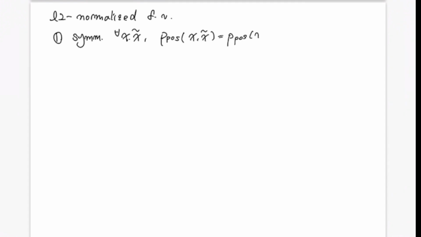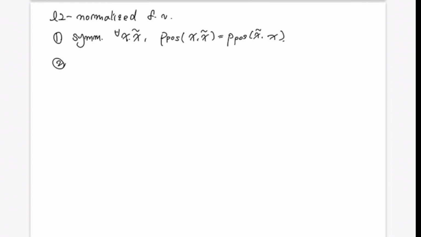Okay, we are almost there. And then let's do L2 normalized feature vector. First, we have two assumptions on the unit hypersphere. The first assumption is about symmetry. For all x and x tilde, where x tilde is the positive pair, we assume that from the positive probability, p pos(x, x tilde) is equal to p pos(x tilde, x). Okay, so this is the symmetry assumption.